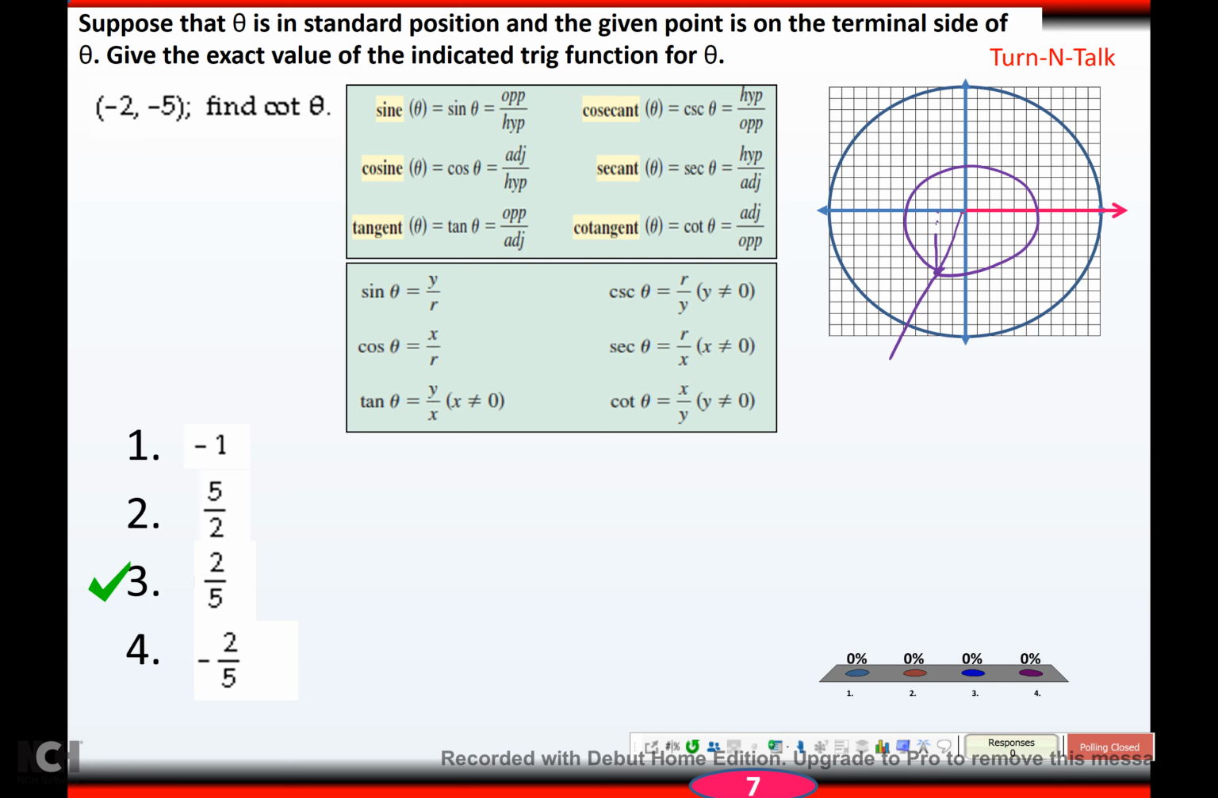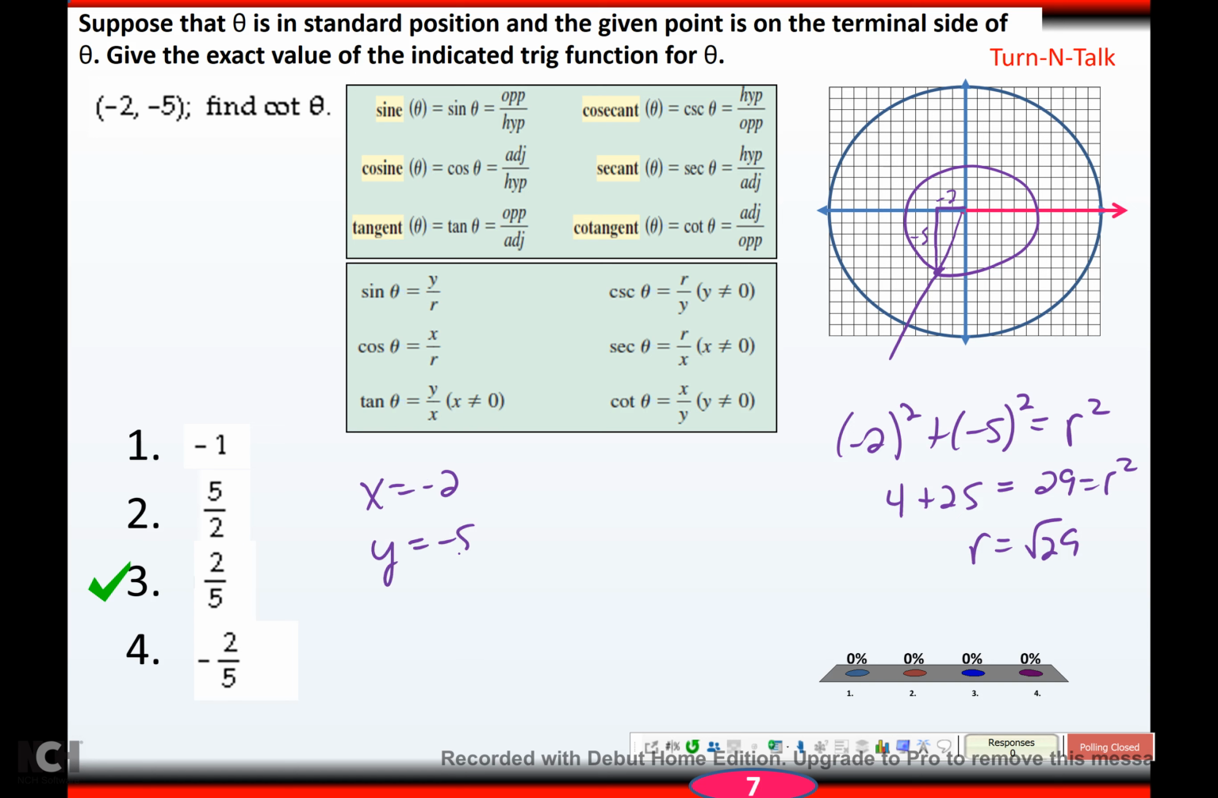Alright, if I drop an altitude, there's my right triangle. So I've got a -2, I've got a -5, and I need the hypotenuse. -2 squared plus -5 squared equals the radius squared. That's 4 plus 25 equals 29 equals the radius squared. So my radius is the square root of 29. So I have x is -2, y is -5, and the radius is the square root of 29.